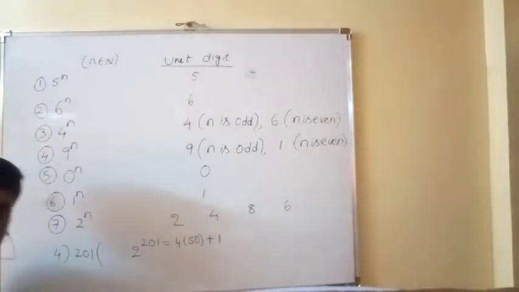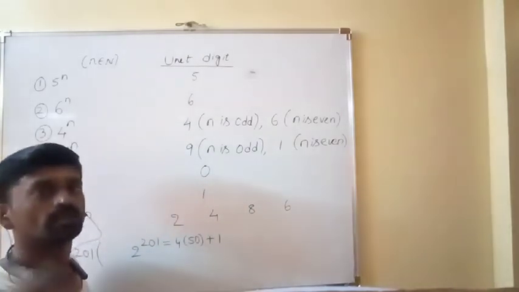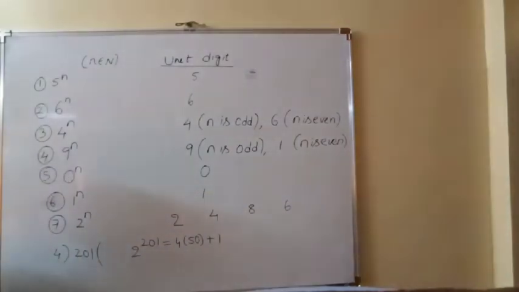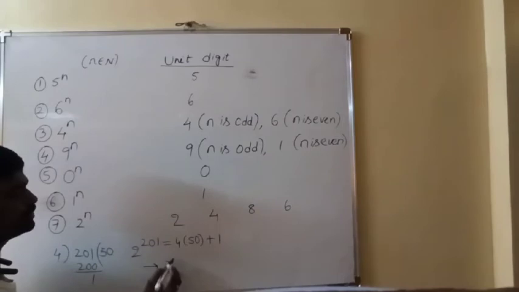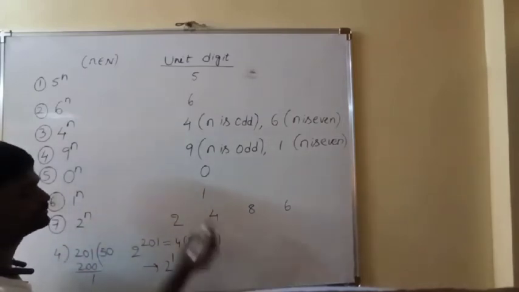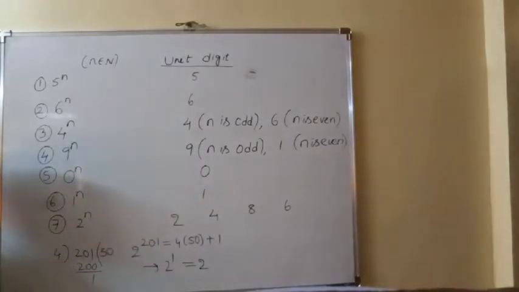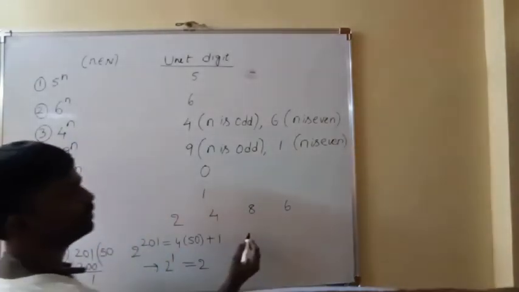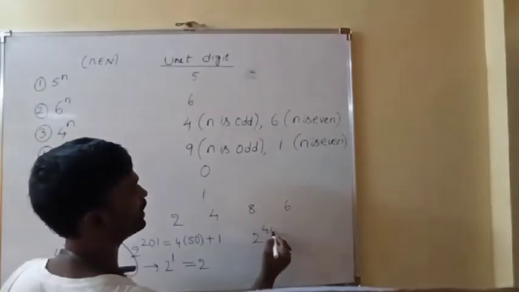If the remainder you are getting is 0, then the unit digit in 2 power n is the same as the unit digit in 2 power 4. So here, if I divide 201 by 4, what remainder am I getting? 1. So the unit digit in 2 power 201 is the same as 2 power 1, because the remainder is 1. What is 2 power 1? 2. So the unit digit in 2 power 201 is also 2 only.